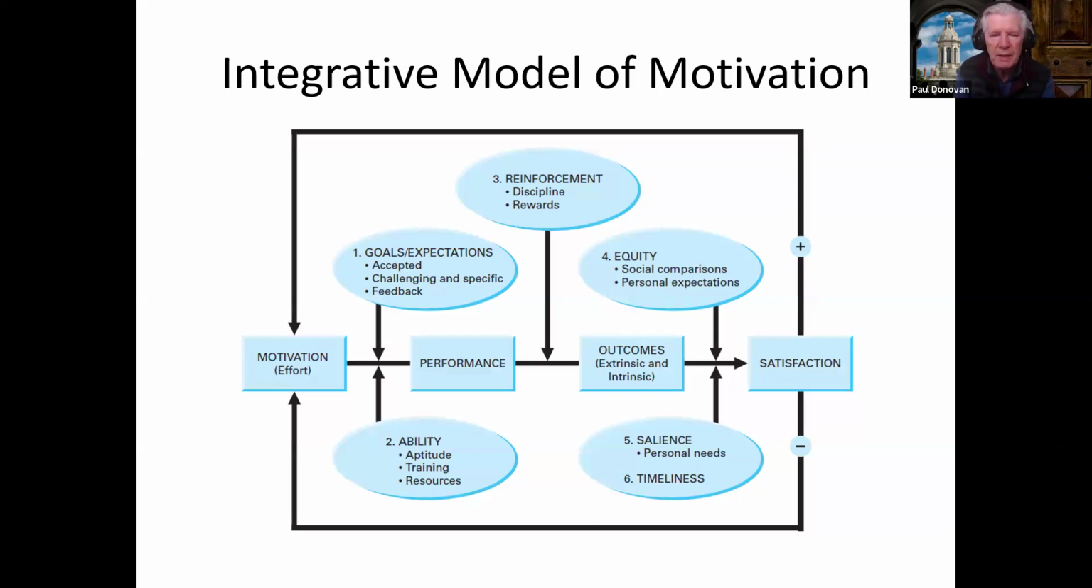The parts in between each of the questions have to be answered in a positive way, and the various process and content theories in between those spaces helping us to answer those questions are at work as we go along. So that's the integrative model of motivation.